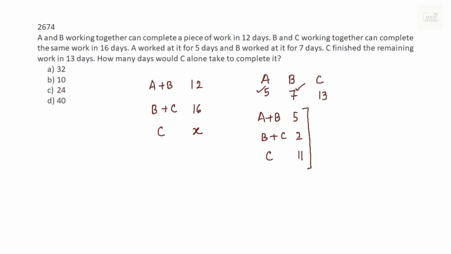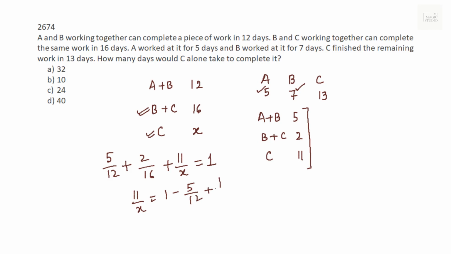Now we can use the work done fraction format. If A plus B can complete the work in 12 days and A plus B worked for 5 days, the work done by this group is 5 by 12. Work done by B plus C in 2 days is 2 by 16, and the work done by C in 11 days is 11 by X, and the total work done should be equal to 1. So 11 by X is 1 minus (5 by 12 plus 1 by 8).